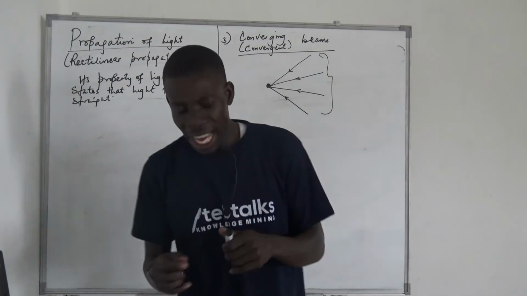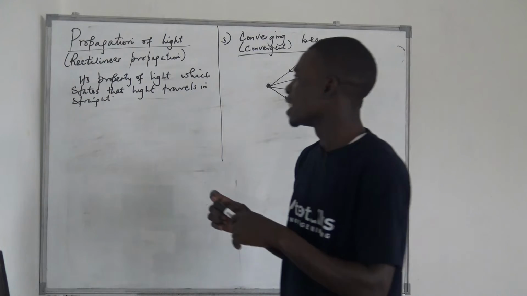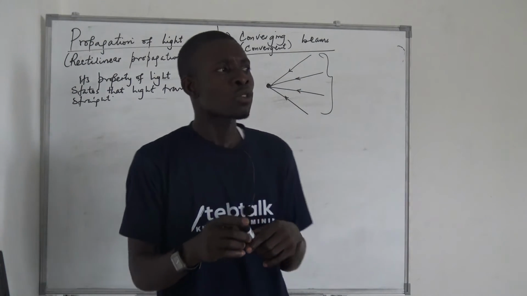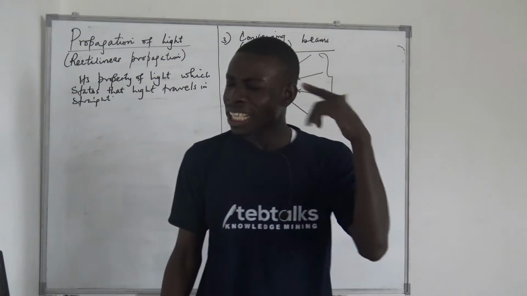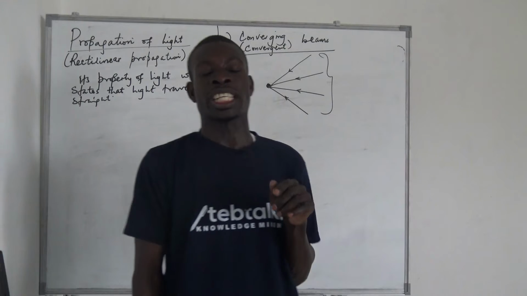How can we prove that? Is it really very true that light travels in a straight line? Are we having a proof for that? Or is it just our thinking that light must be traveling in a straight line? Or is there a proof for it?